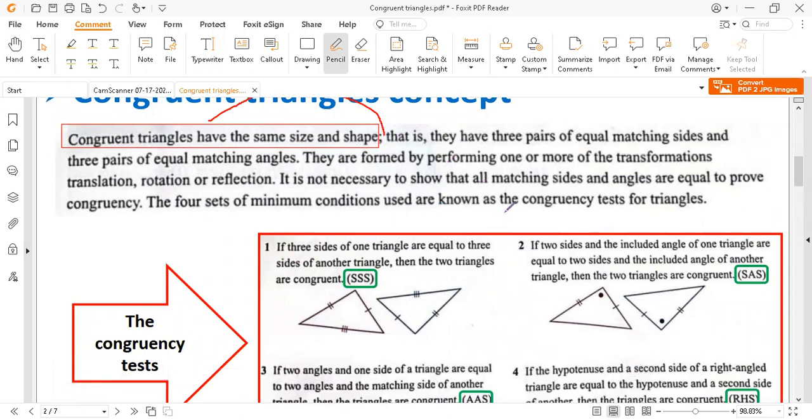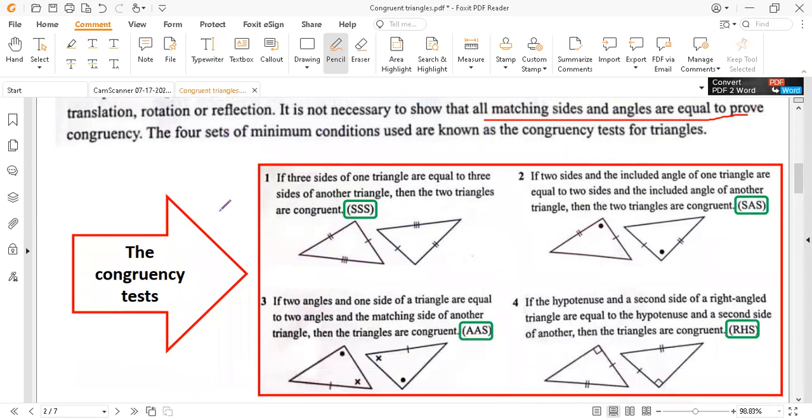And we have a matching between sides and angles. So in the case of congruency, matching sides and angles are equal. So we have four tests that we can use to prove that the given triangles are congruent.